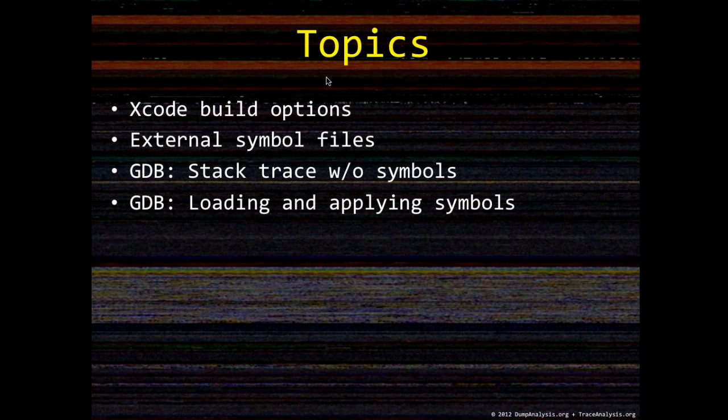I quickly discuss some topics, such as on this list. First, I show you Xcode project build options related to symbol files. Then we look at a core dump from a process with stripped symbolic debugging information, and then we load an external symbol file to see a meaningful stack trace. The project and code we use is the same as from the previous episode A.